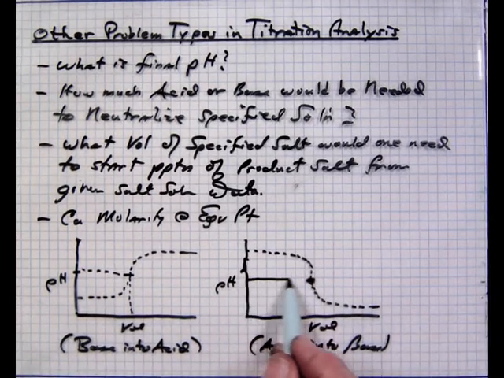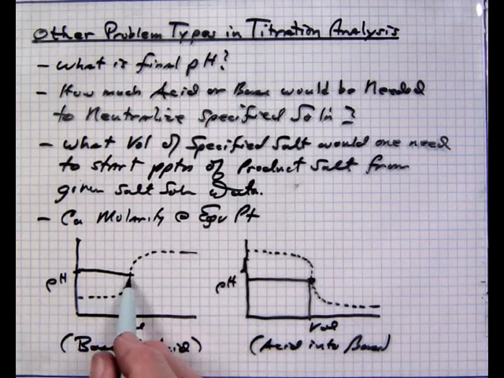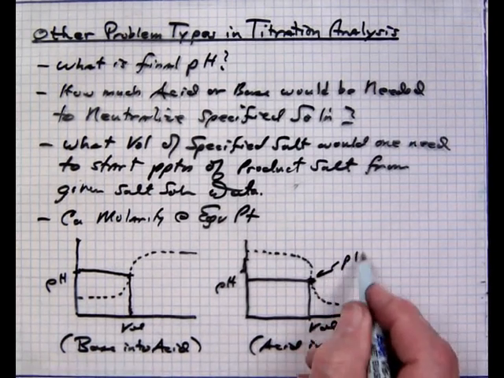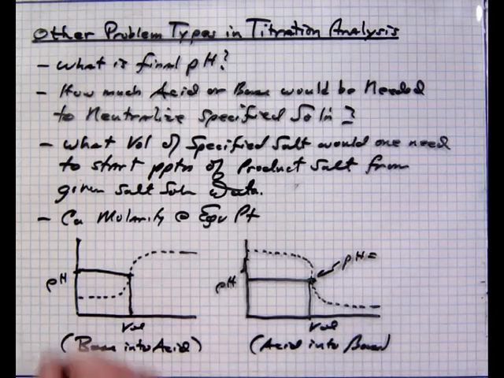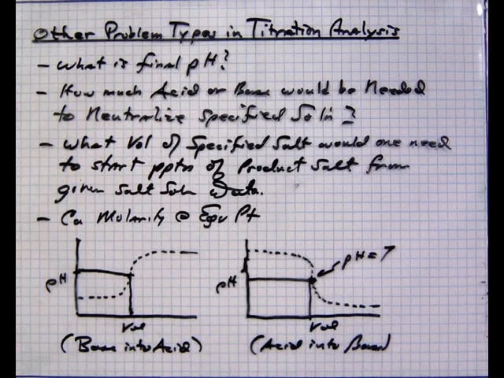Now if there's strong acid, strong base titrations, right here, pH for either one of them, whether you're going acid into base or base into acid, is going to be 7, if you prepared your solutions correctly and you have absolute perfect neutralization.